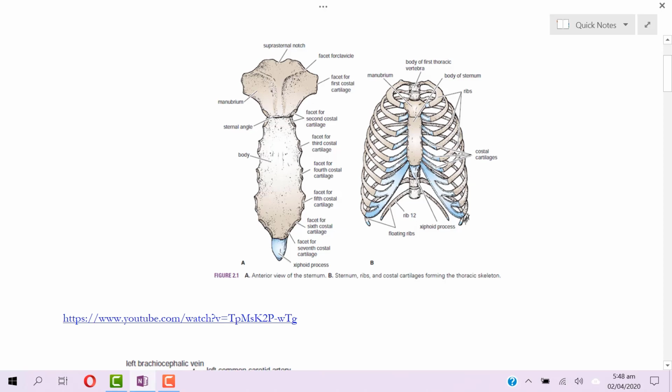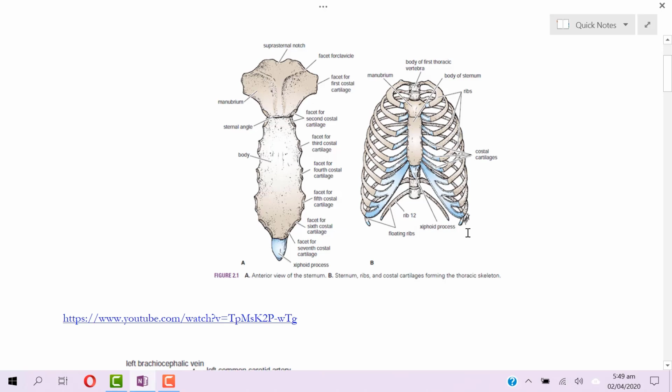Then 11th rib, can you see here, this is the 11th rib and this is the 12th rib. These ribs are not attached anteriorly to the sternum. They are called floating ribs because they are floating. They do not have any anterior attachment. They are only attached posteriorly to the vertebral column. They do have small costal cartilages, but these costal cartilages are merged in the abdominal musculature.